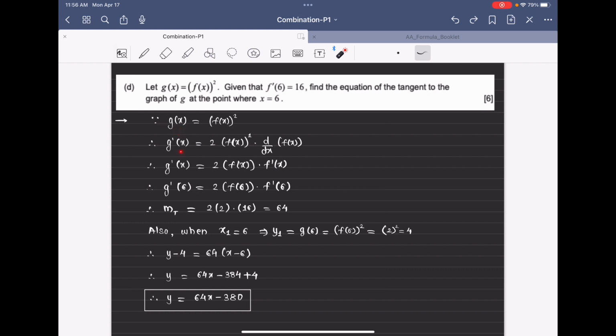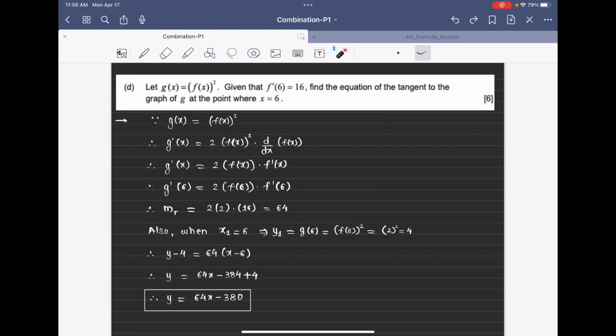G dash x. When I'm taking a derivative of f of x bracket square, first I will take the bracket derivative, that is 2 will come down. F of x will remain as it is. Rest, the power is decreased by 1, that is 1. And we took a derivative of the bracket which contains x or f of x. We haven't taken the derivative of f of x, so we will take a derivative of f of x which is f dash x. So g dash x is equal to 2 times f of x, rest to 1 is f of x, and f of x derivative is f dash x.